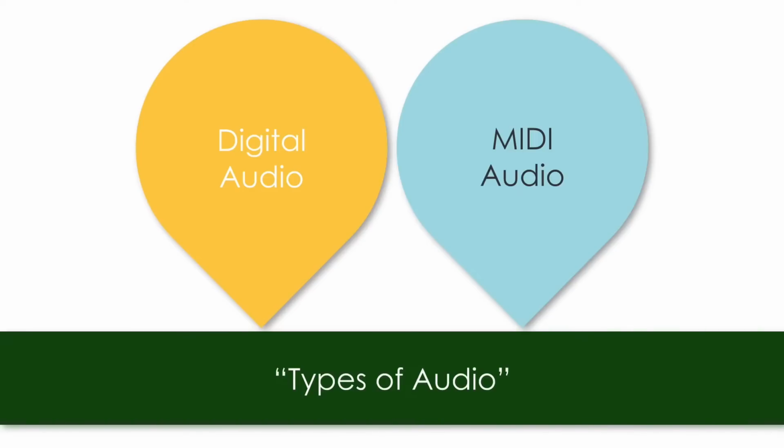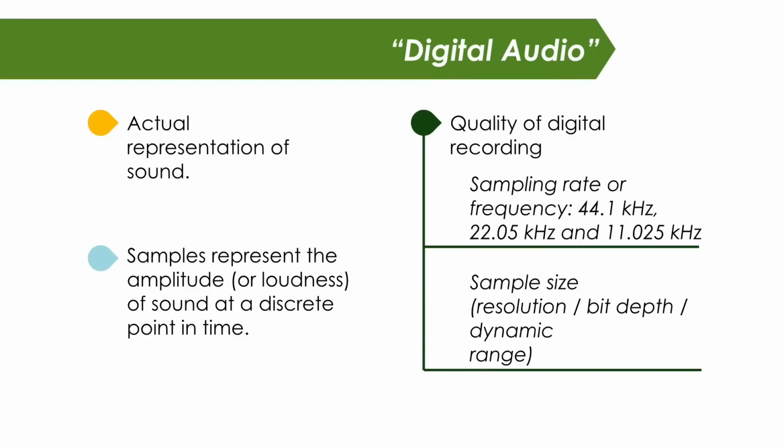Okay, next let us discuss about the two types of audio. Those are digital audio and MIDI audio. So first of all, let us discuss more about the digital audio. Digital audio is the actual representation of any sound, but it is only stored in the form of samples or in the form of digital.